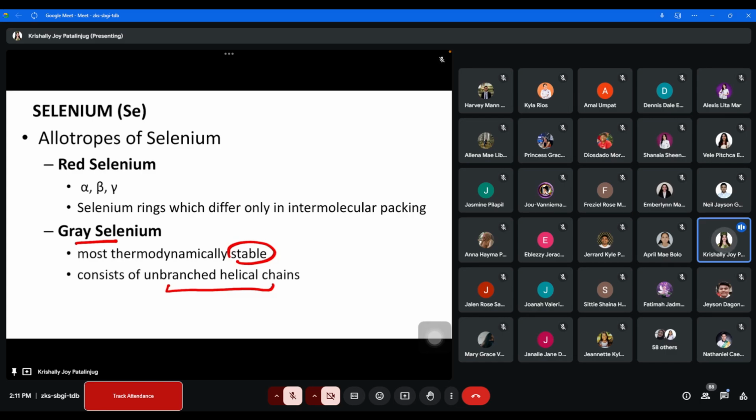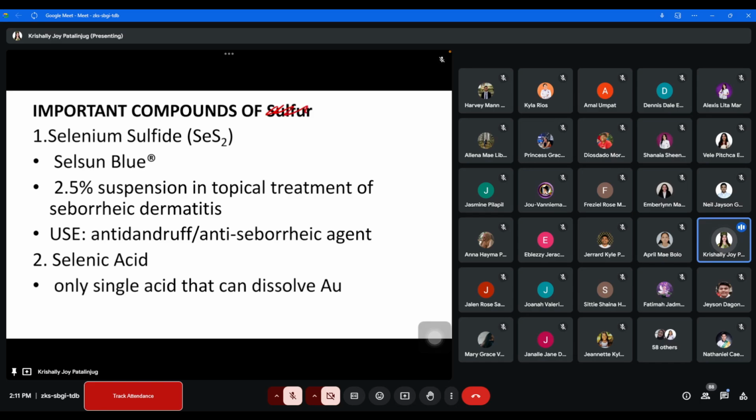And then for the important compounds of selenium, kindly correct me if I'm wrong, but for selenium you have Selsun Blue. The active component of Selsun Blue is selenium sulfide, containing 2.5% of this selenium compound, and it is used as an anti-seborrheic agent.